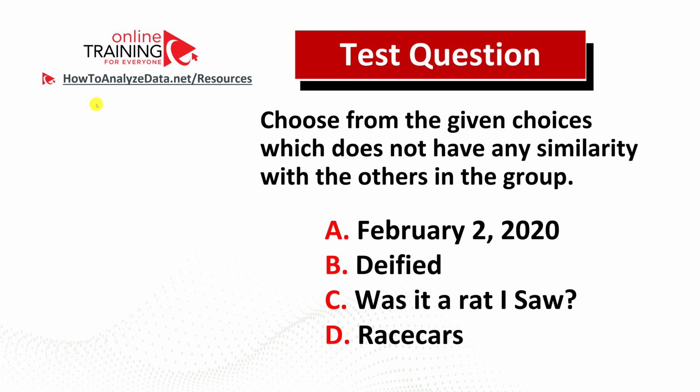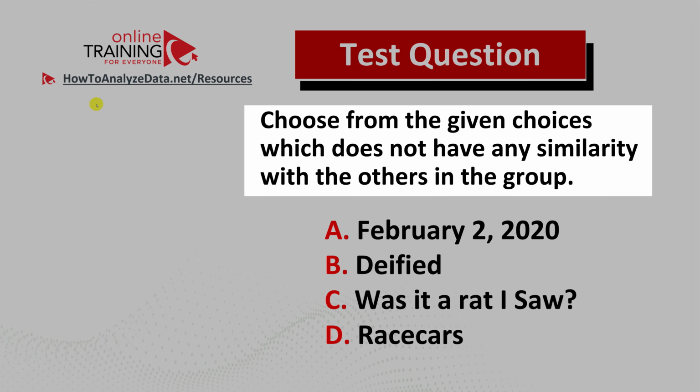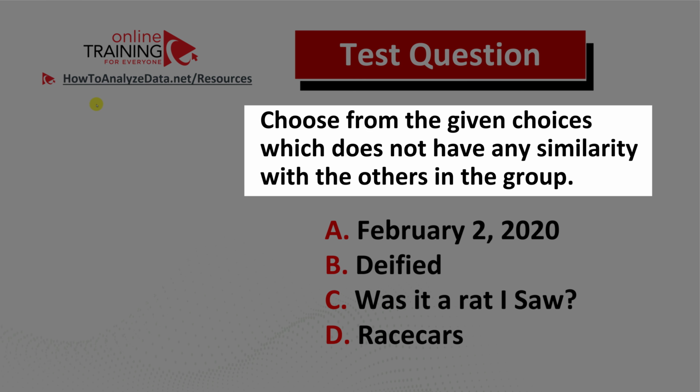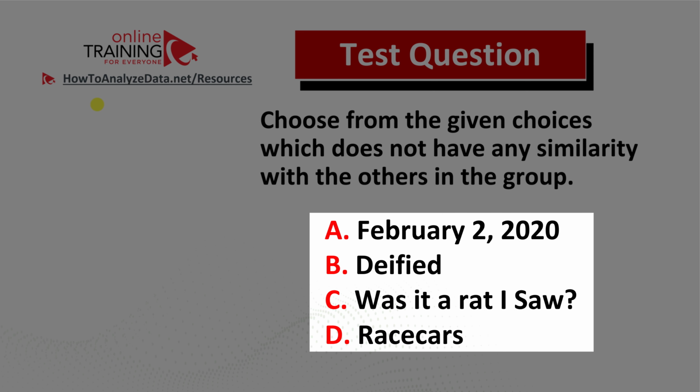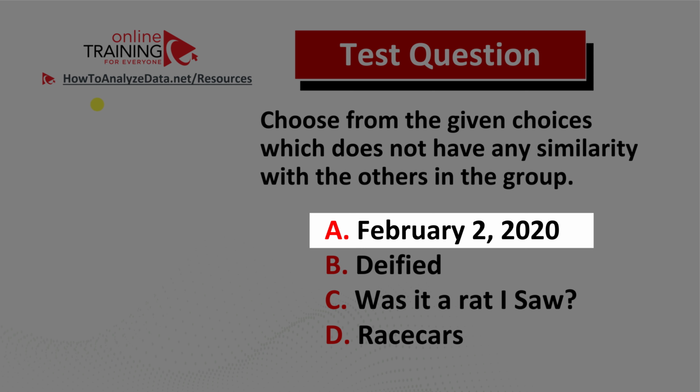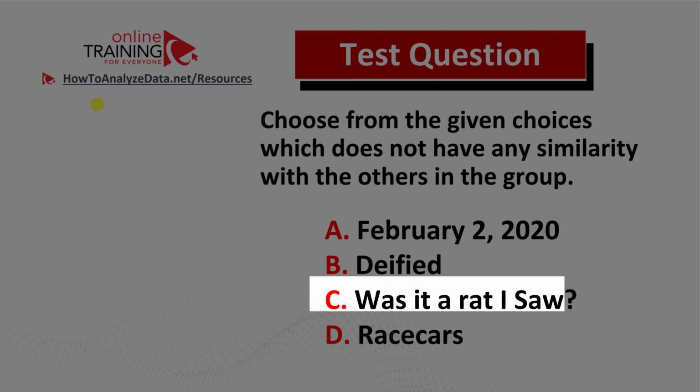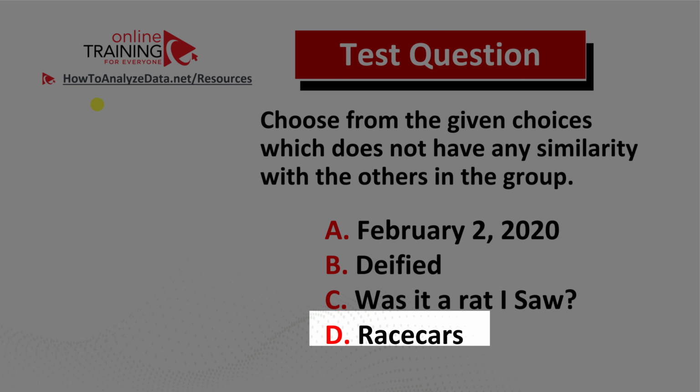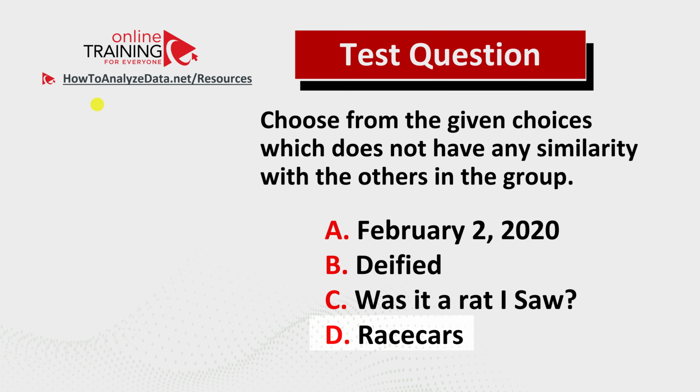And now here's the question for you to try. Please choose from the given choices and identify which item does not have any similarity with the others in the group. And you have 4 different choices. February 2, 2020. They fight. Was it a rat I saw? Race cars.